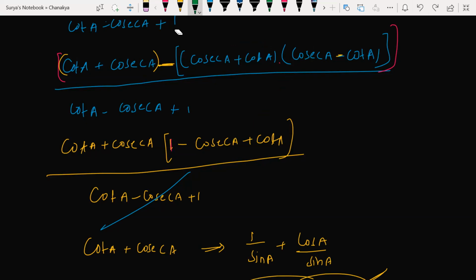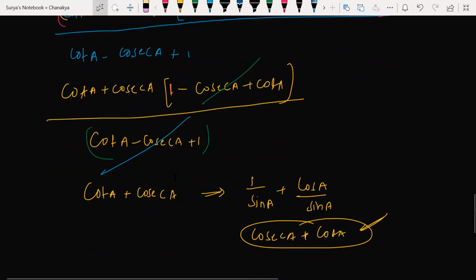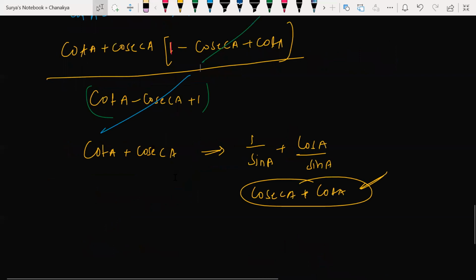So denominator again, why? Because isn't the denominator looking like cot A minus cosec A plus 1? Look at this, the numerator and denominator are the same, so I can cancel them happily. Peacefully I can cancel. Any doubt? So the remaining term is my answer. Any doubts? No doubts, sir.